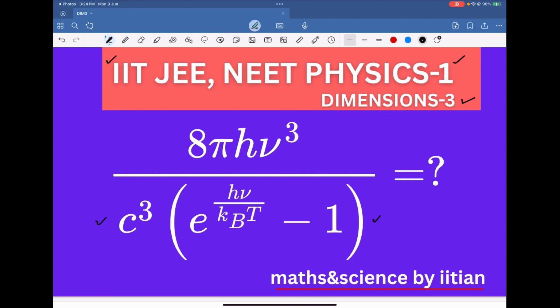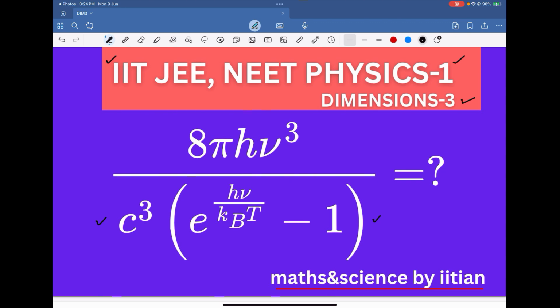Now, this is the equation which I have taken today. That is 8 pi h nu cube whole divided by c cube into e to the power of h nu by kbt minus 1. What it is going to represent is the secondary thing. First thing is what are the parameters involved in framing this equation? They are more important for a dimensional analysis.